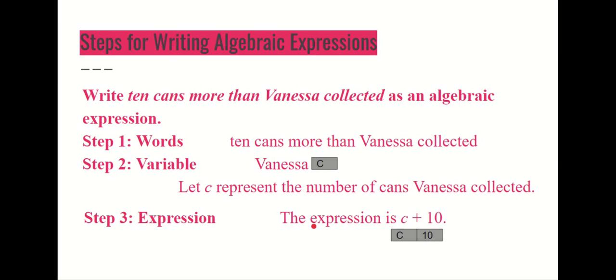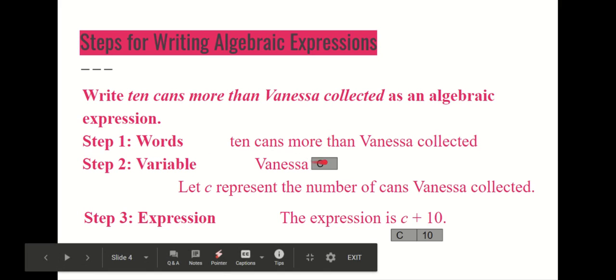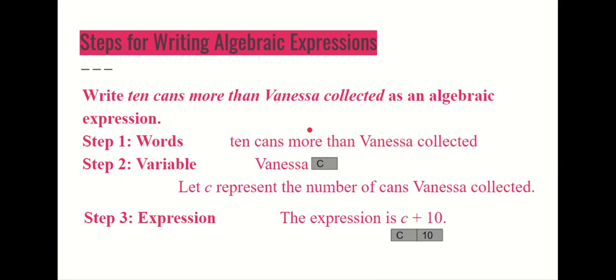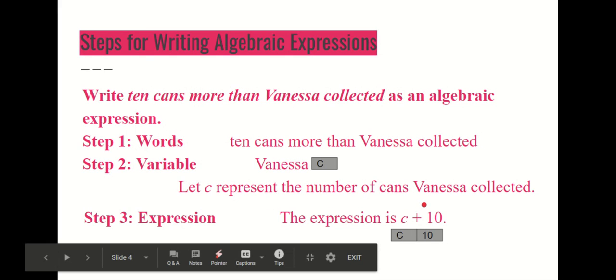So now let's try it. The problem tells us, write 10 cans more than Vanessa collected as an algebraic expression. So step 1, let's look at the words. We're going to use the most important words. When I look at this, my eye catches "more" right away: 10 cans more. So I know already that if it's more than what Vanessa collected, then I'm going to be adding. So I'm going to choose a variable for the unknown because I don't know how many cans Vanessa collected. I'm just going to pick a variable, C, to represent how many cans Vanessa collected. So it says let C represent the number of cans Vanessa collected.